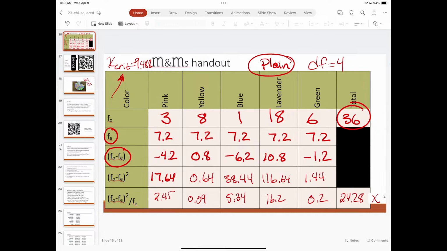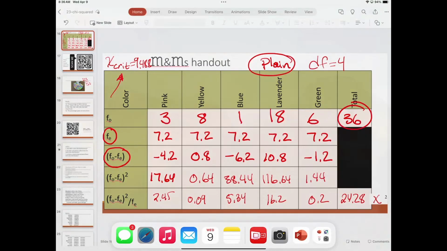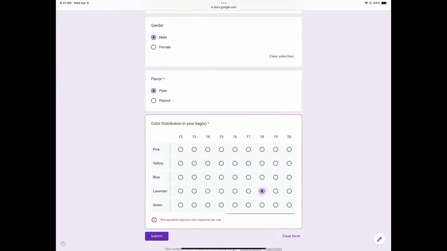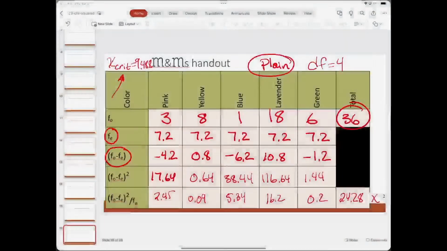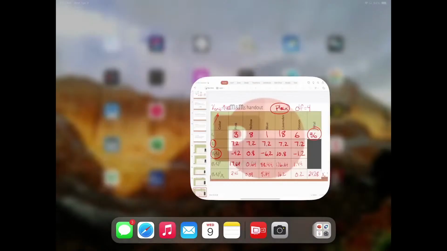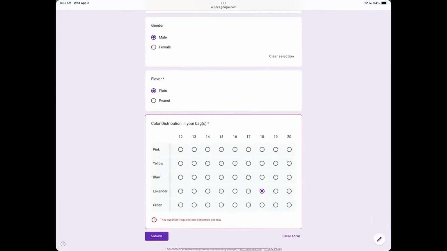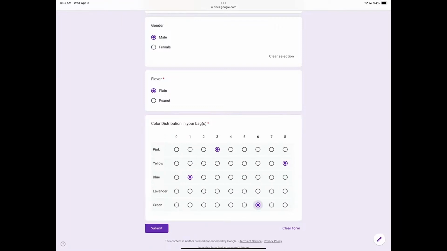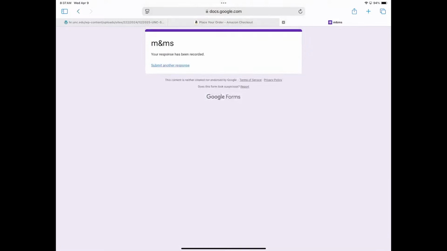Okay, so let's see. 3, 8, 1, 18, and 6. Let me type these in. So we have 3, 8, 1, 18 for the lavender, and then 6. Okay, so I guess I probably could have computed that myself by figuring out how many I would need to make it 36. There it is. So submit.